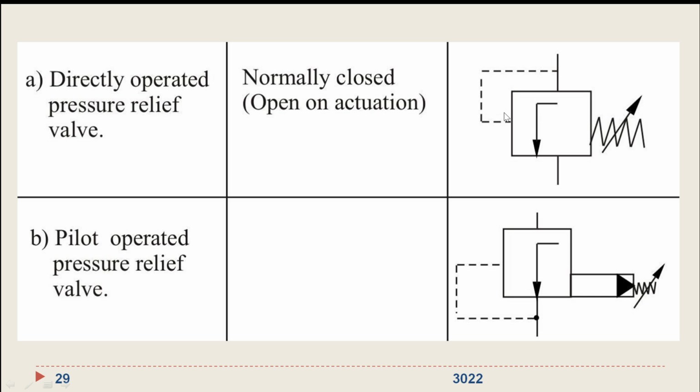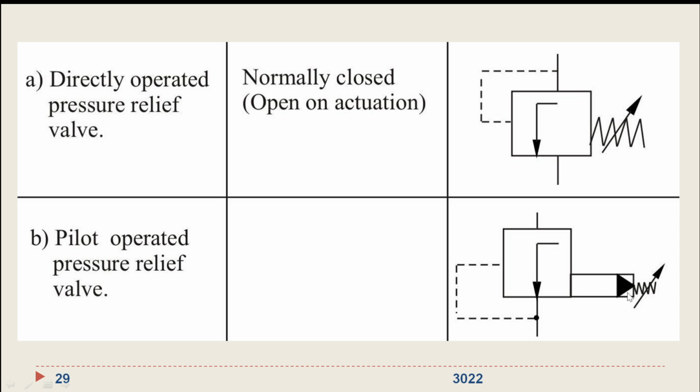When the pressure has reached that set pressure level, then it will be opening. Suppose in a storage tank or in a line, if the set pressure is reached, then only this valve will be opened, otherwise it will be in the closed condition. Then pilot operated pressure relief valve.